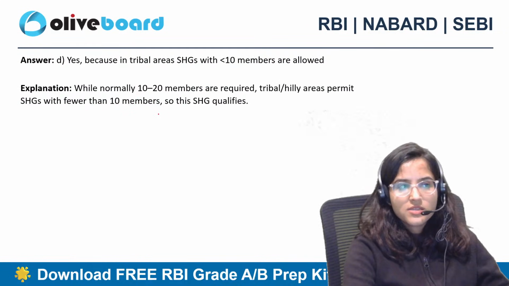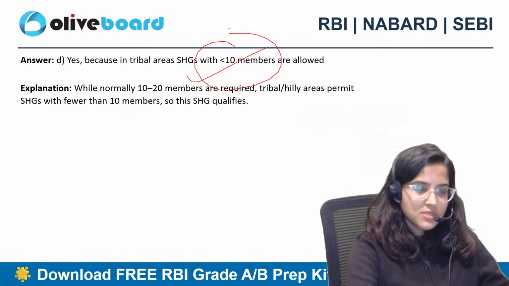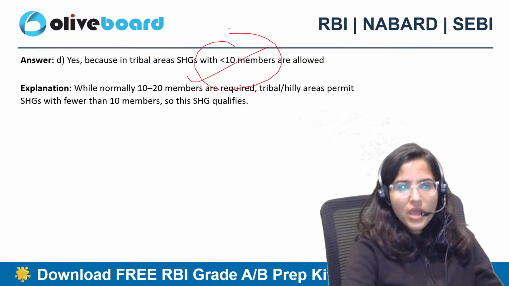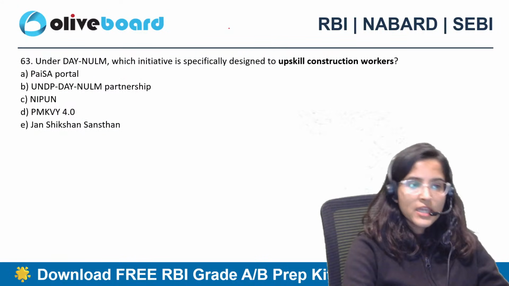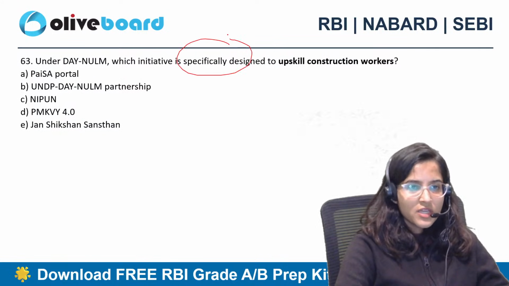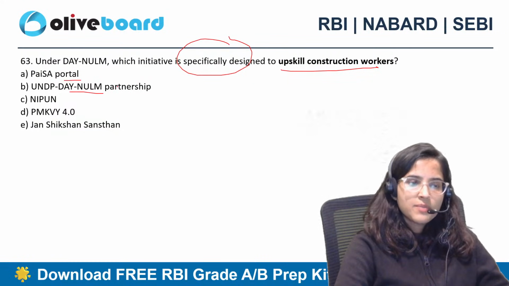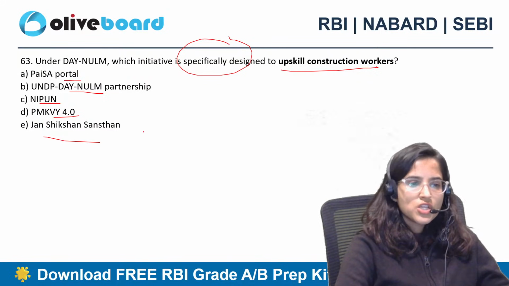62, the correct answer is D. Yes, because in tribal areas SHGs with less than 10 members are allowed. Normally 10 to 20 members are required, but in tribal and hilly areas there can be less than 10 members. Under DAY-NULM, which initiative is specifically designed to upskill construction workers? Paisa portal, UNDP DAY-NULM partnership, NIPUN, PMKVY 4.0, Jan Shikshan Sansthan?